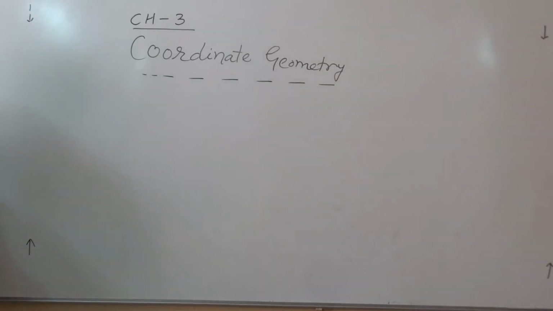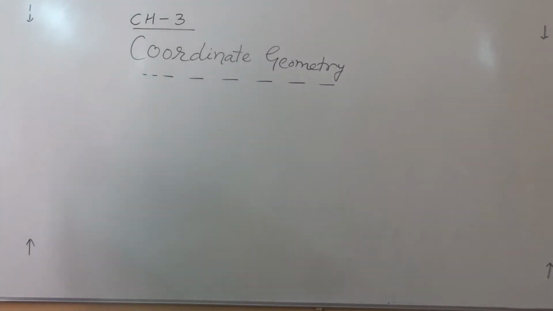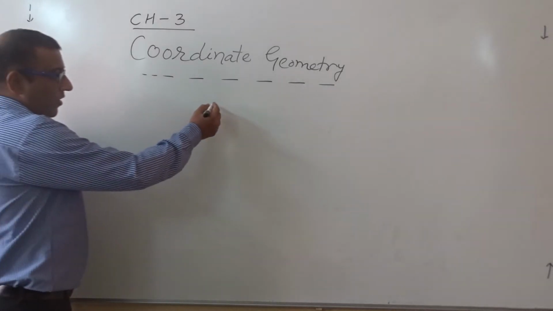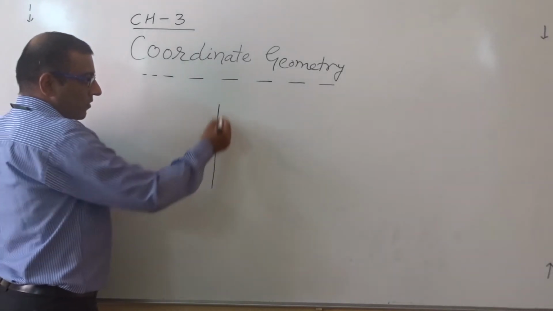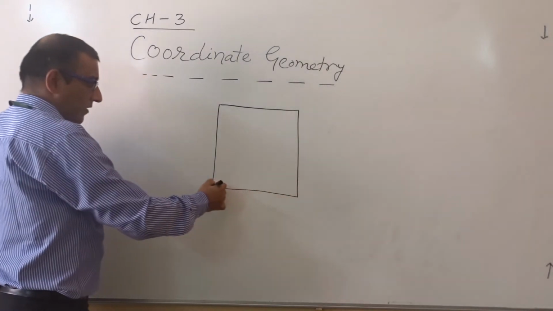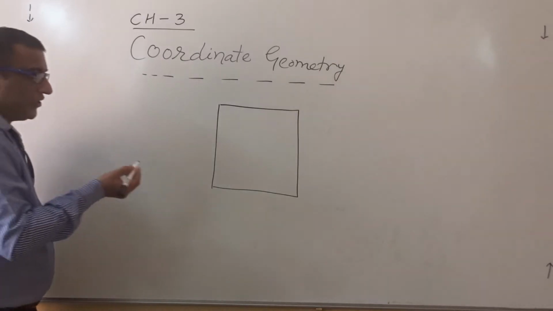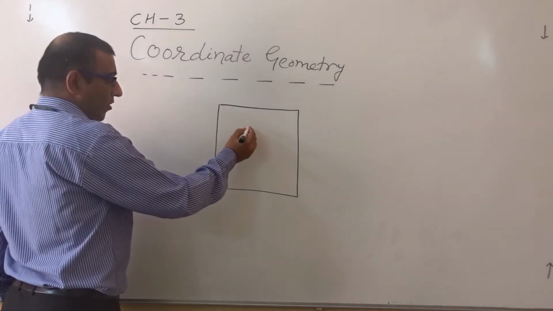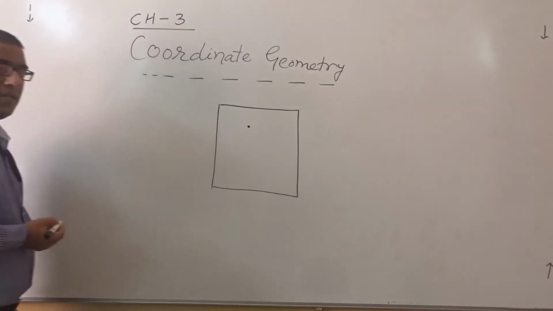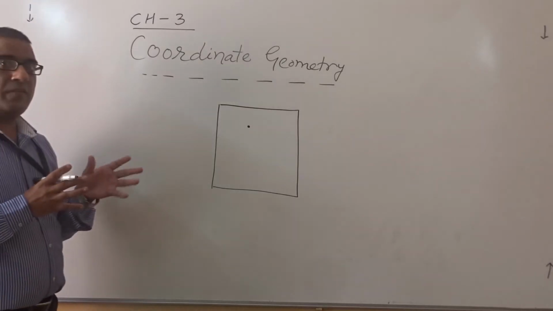Today we will continue with chapter number 3, and the name of the chapter is coordinate geometry. So, if someone says to you, for example, this is a sheet of paper, and if I want to locate one point on this sheet, if I write or denote one dot here, then how can we identify the position of this dot? If someone asks you, it is very difficult for all of you.